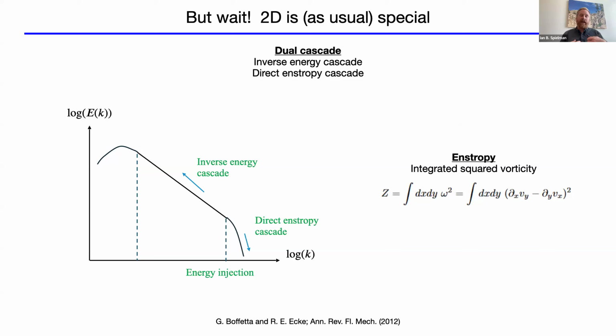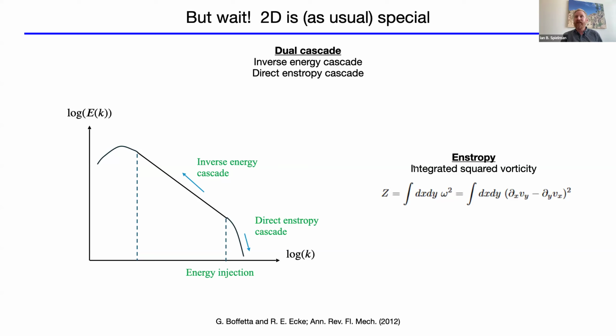So as usual, 2-dimensional systems can be special. It is conventional belief that in 2D systems, one is not expecting a direct energy cascade. Instead, one would be expecting an inverse energy cascade and a forward entropy cascade. Now, this is not a term that I had been familiar with as a cold atom physicist.